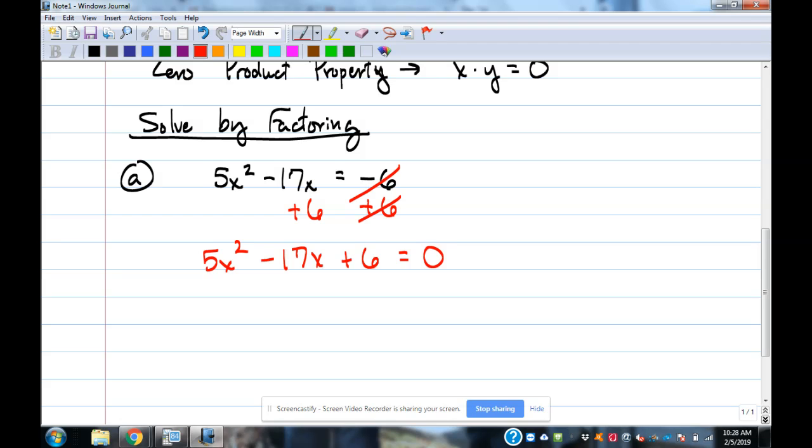Sometimes you may have to shift some stuff around, just keep the sign with it. Okay, so here we moved the 6. It was a plus 6 or positive 6, so that's why it's plus 6 there.